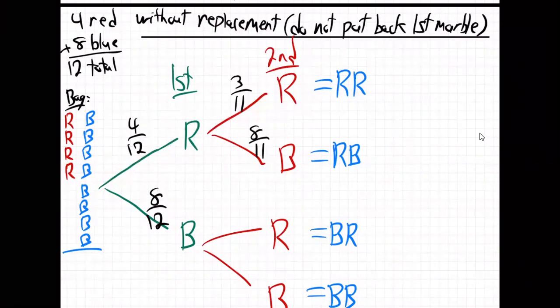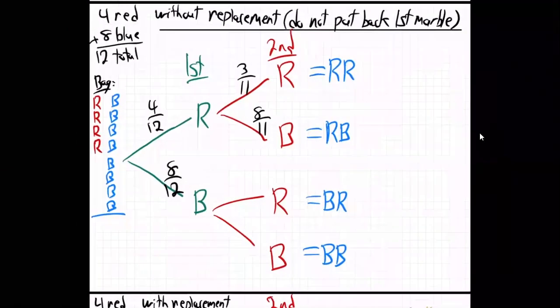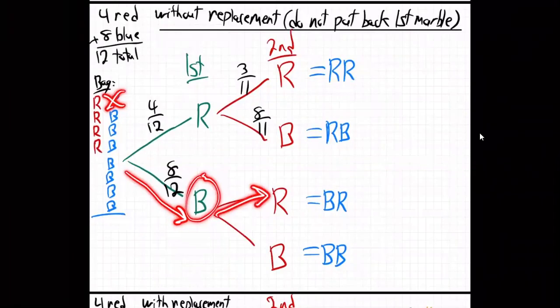Now, when we come down to this part down here, we don't go down like this. We always go from left to right. Remember, that's the key to these trees. We're always moving through the tree from left to right. So if we go this way, we're going down here, we got out a blue marble on the first draw. So if you got out a blue, cross out one of these blues, then when you go the second draw after getting a blue out the first time and not putting it back, what's the chance you're going to get red on the second? Well, you got 4 red left out of 11 marbles.